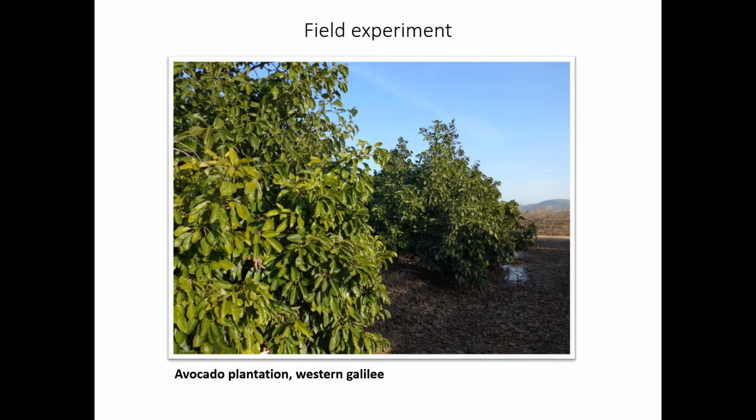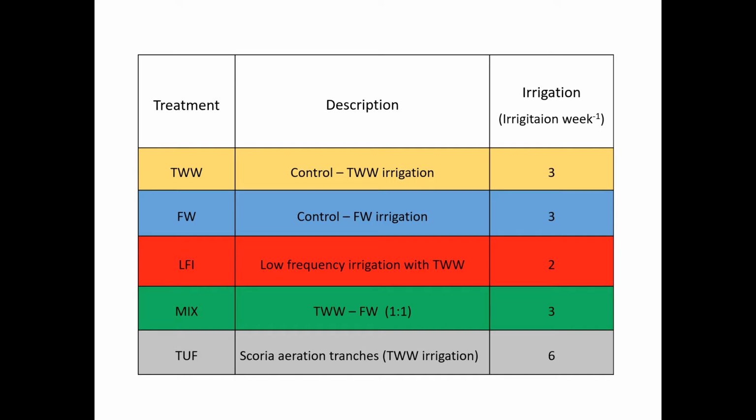So we conducted an experiment in this avocado orchard in the northern part of Israel, the western Galilee area. The soil was obviously a heavy textured soil, 40% clay. That's what we were looking for. And we had 5 treatments: 2 control treatments, and 3 treatments that we checked for aeration. Control with treated wastewater irrigation, and control with freshwater irrigation.